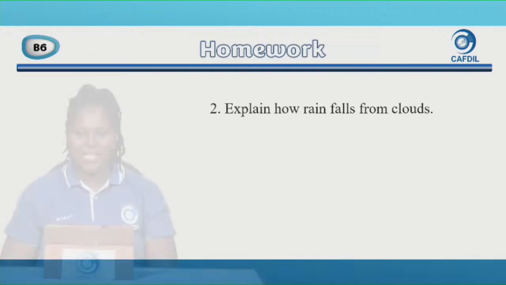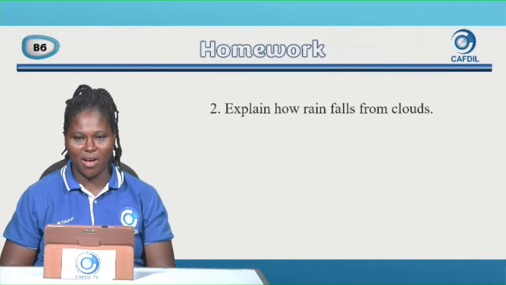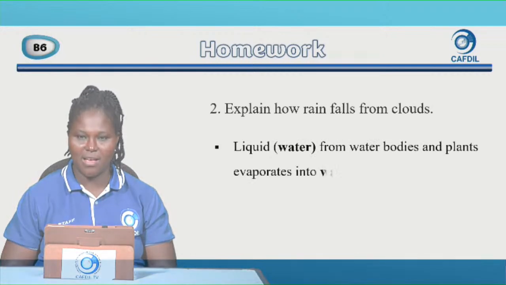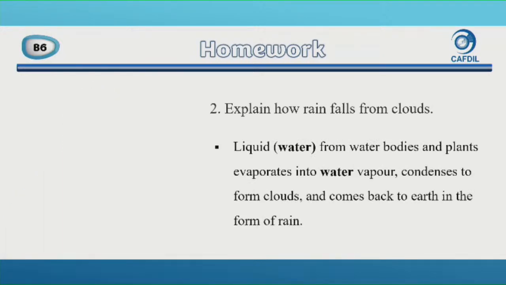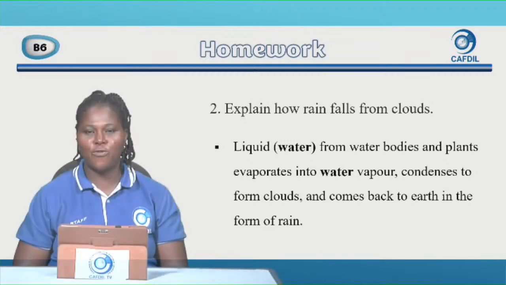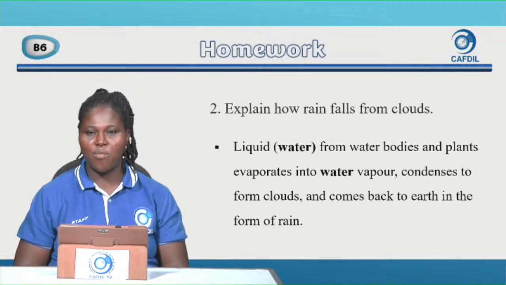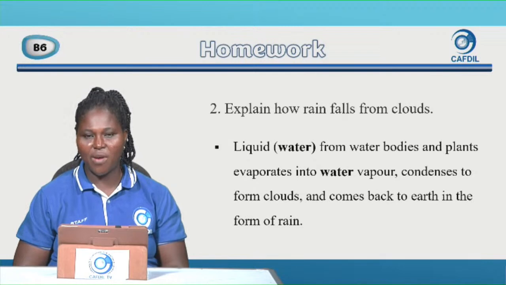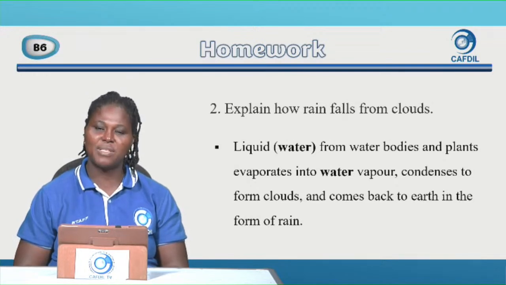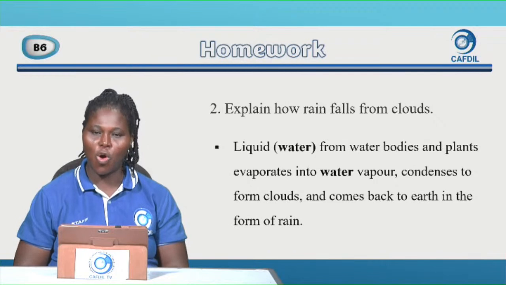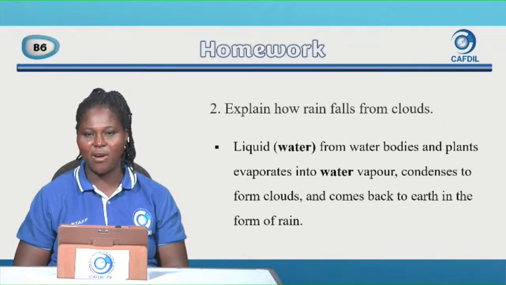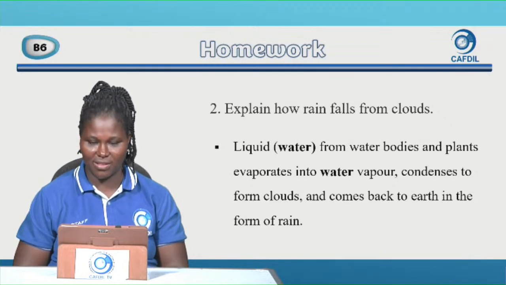Explain how rain falls from clouds. Yes, liquid water from water bodies and plants evaporates into water vapor, condenses to form clouds, and comes back to earth in the form of rain. So this is how rain falls from clouds.